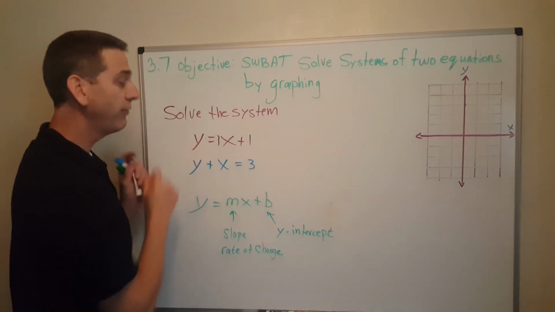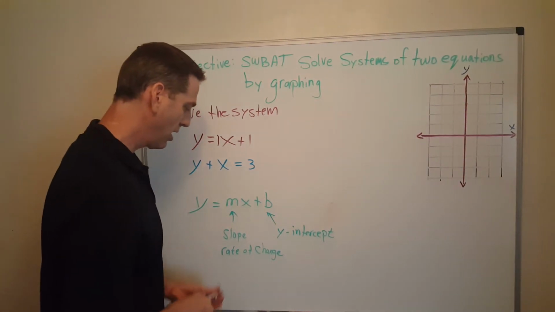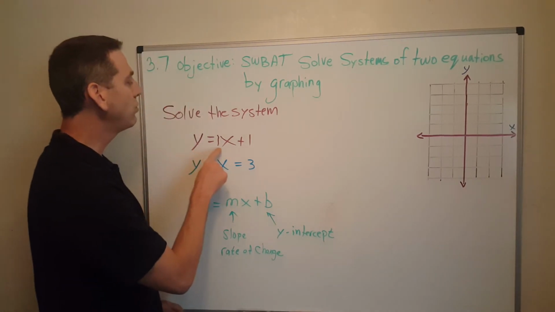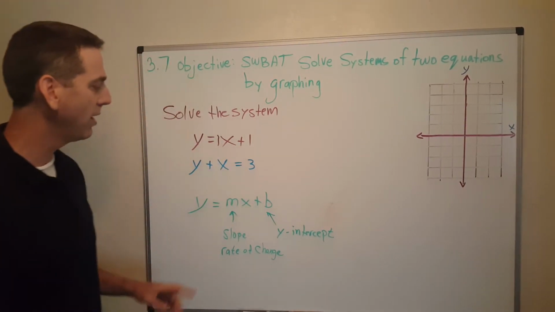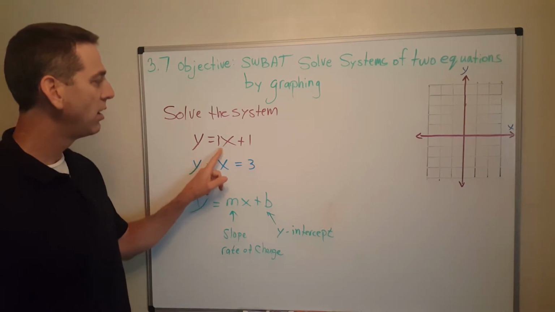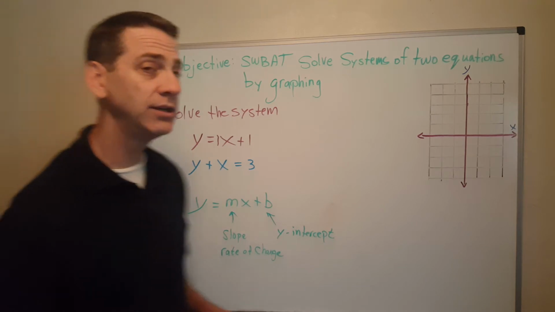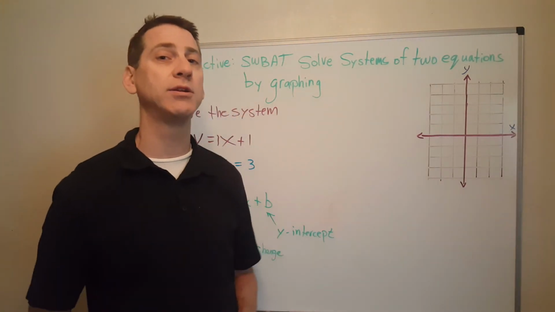All right, so let's take a look at the first one. Okay, I'm going to use this color here. So y equals 1x plus 1. Okay, my slope is 1. My y-intercept is also 1. Okay, so here's how I graph these. I start with my y-intercept.